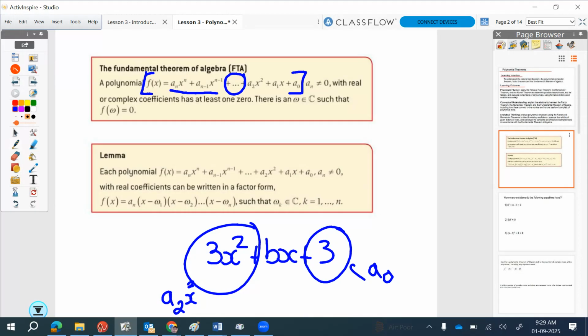Side question for you. If this is any polynomial of the nth degree, how many terms will it have? Discuss with the person next to you. How many terms does this have? Second degree is here. How many terms does an nth degree polynomial have? Discuss with the people next to you.